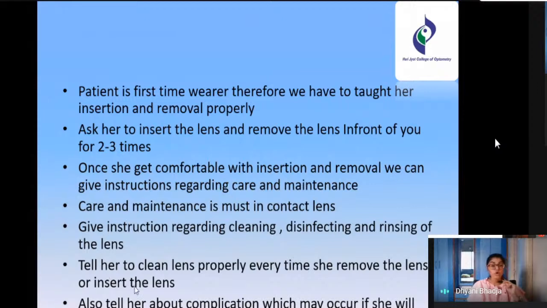We can tell her to clean the lens properly every time she removes or inserts the lens. And also tell her about complications which may occur if she does not take care and maintain the lenses properly.